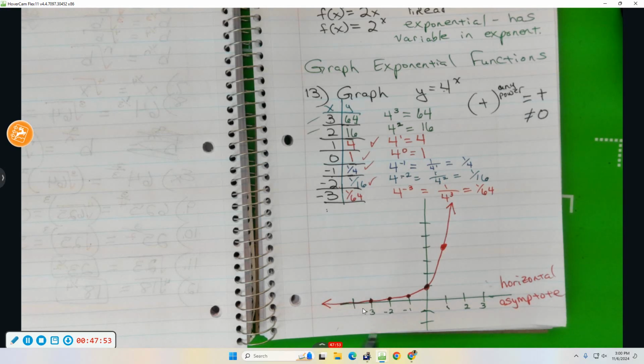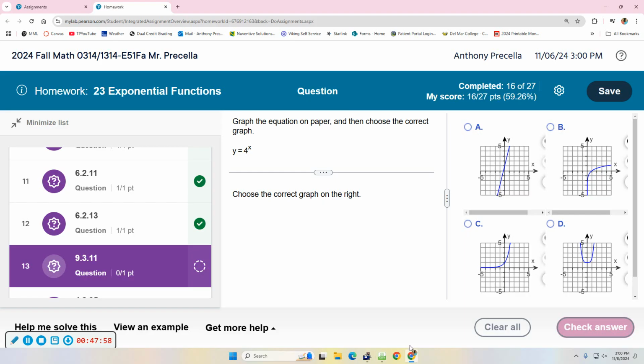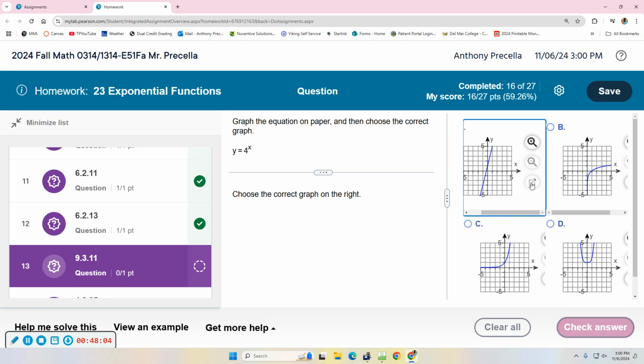Any questions on my logic here? Let's choose the correct response. I think there's only one that comes even remotely close. A, B, C, or D? C?